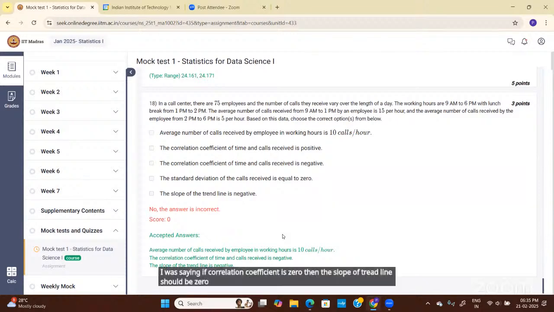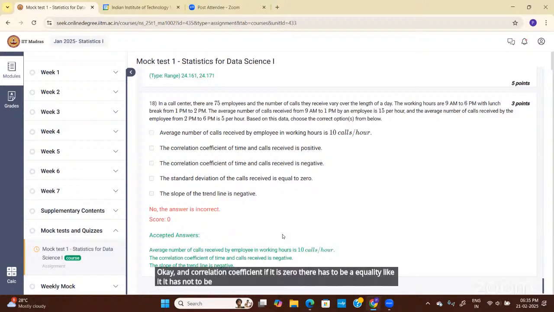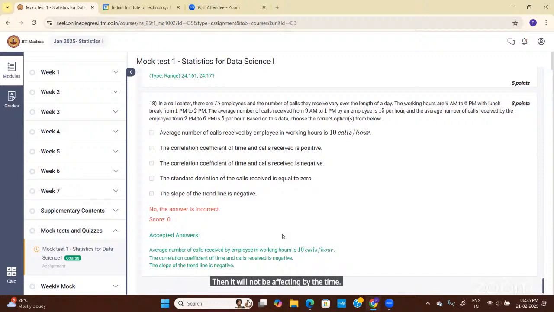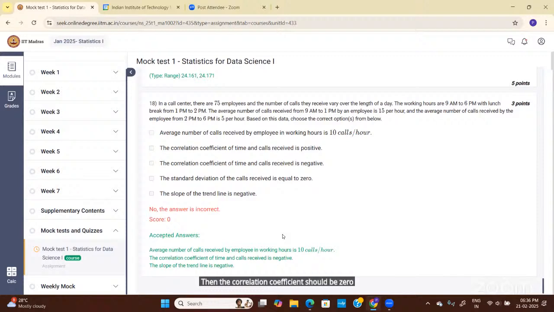And if the correlation coefficient is 0, there has to be equality. Like it has not changed. If the average number of calls between 9 to 1 is 15 per hour, then 2 to 6 has to be also 15 per hour. Then the correlation coefficient should be 0. It is like the number of calls is not dependent on the time. They are not related to each other.